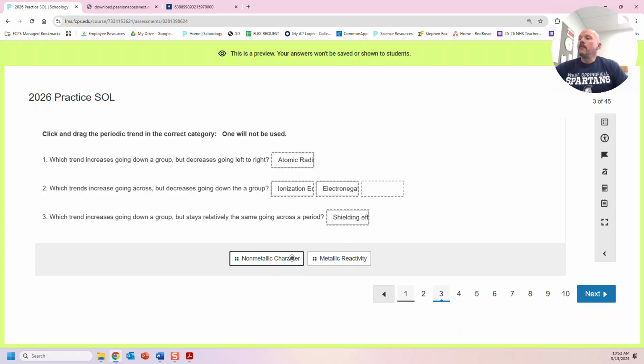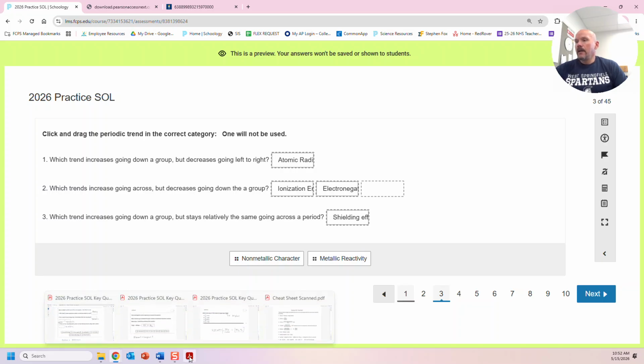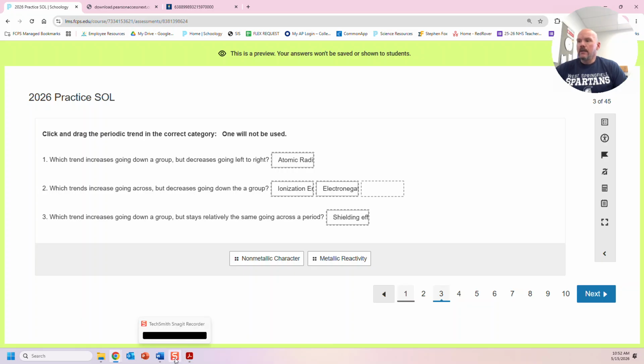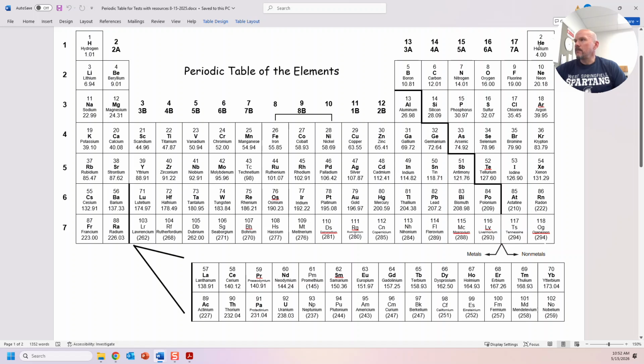Okay. Now, if we think about the periodic table, another trend is metallic character versus non-metallic character. And again, if we go back to the periodic table, it probably won't ask about metallic character or non-metallic character on the SOL, but maybe.